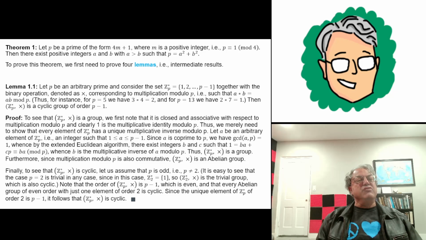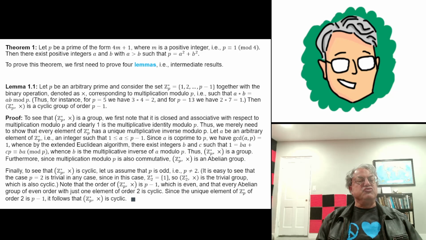So that's multiplication modulo p, and you could do it for any other prime p. And I just want to prove that this set with this binary operation I've just defined is a cyclic group. It's not just a group, but a cyclic group of order p minus 1. So how do we prove this?